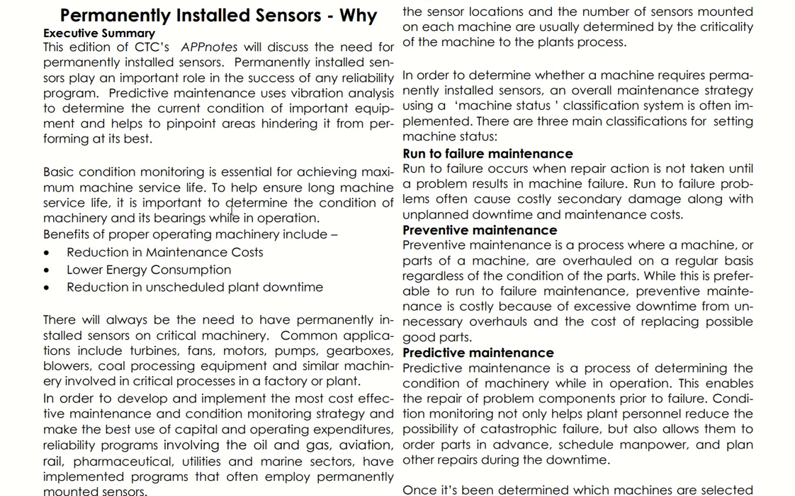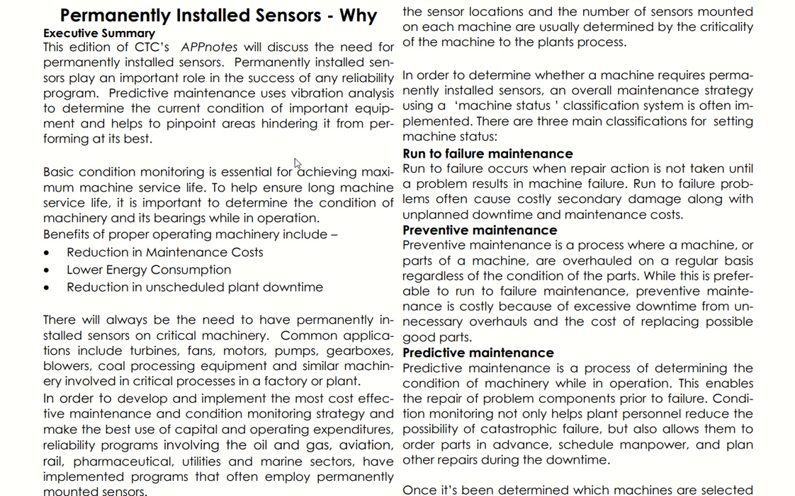So first you want to determine whether the machine requires a permanently installed sensor or a temporary installation of a sensor. What would you do? An overall maintenance strategy, using this machine status classification system, you will be implementing that. And how do we implement that? We have three stages, or there are three ways we can classify it, and then we can determine whether my equipment will require permanent installation of the sensor or the temporary installation of a sensor.